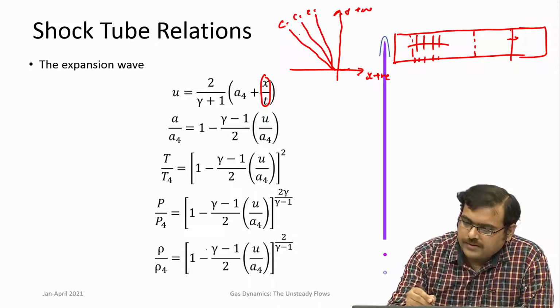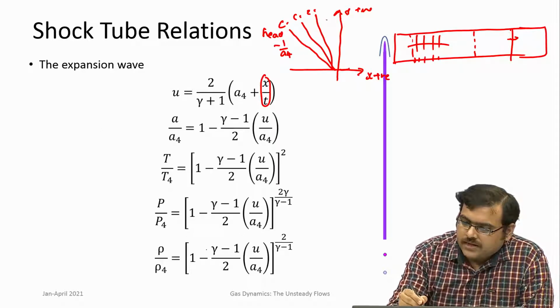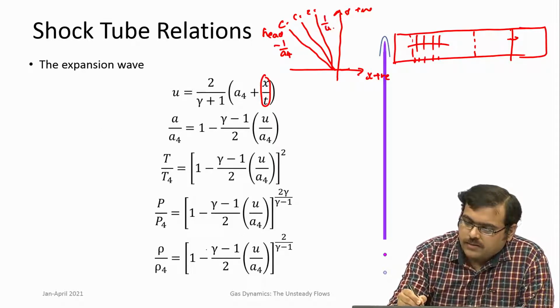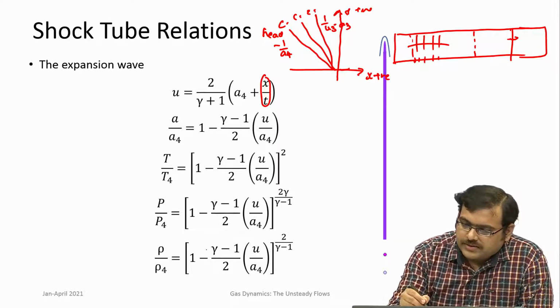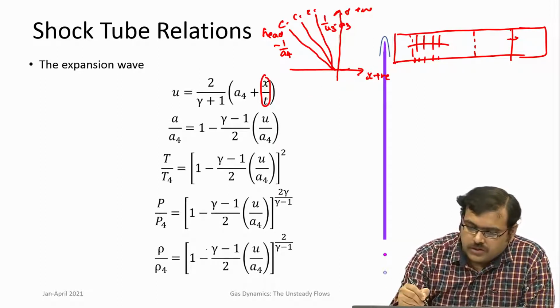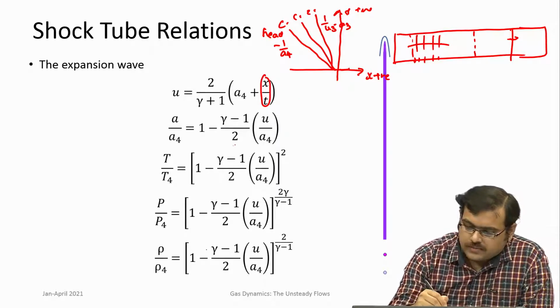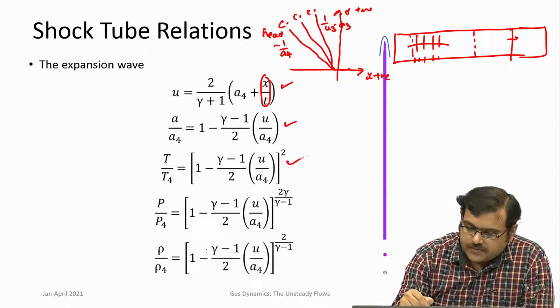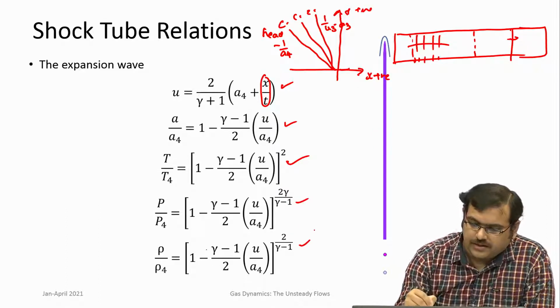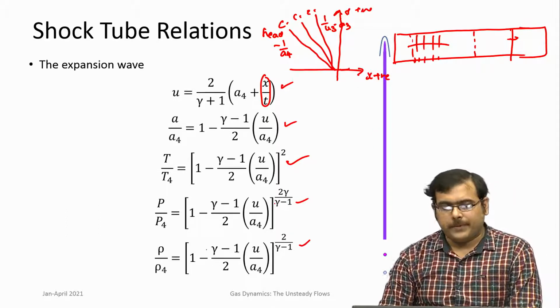Okay. So, this is the head of the expansion fan, which goes at a speed U4 minus A4. The tail of the expansion fan goes at a speed 1 by U3 minus A3 as the slope, or it goes at U3 minus A3. This is the tail of the expansion fan. Okay. So, you can relate A4 and A with respect to U. So, once U is known, all these variables, pressure, temperature, density, can be recovered.